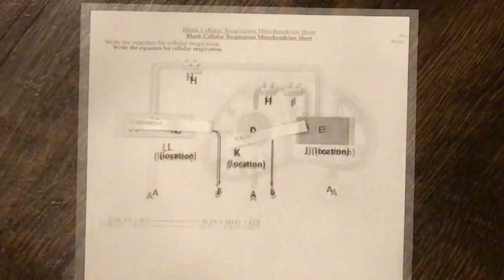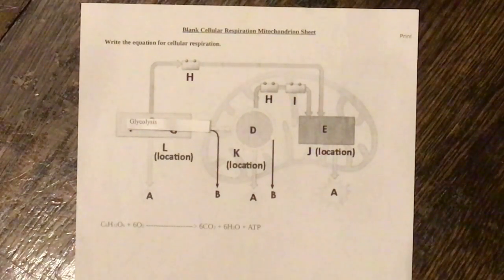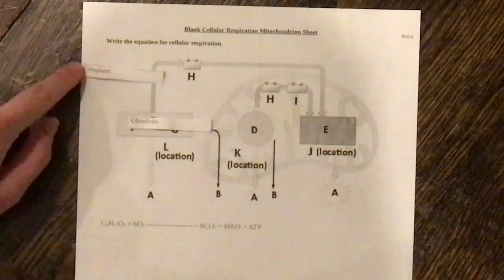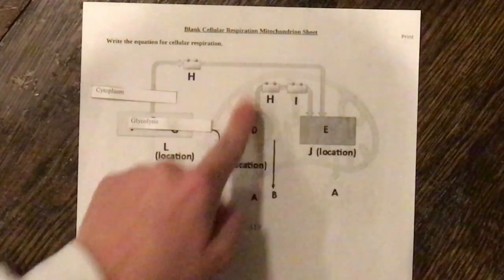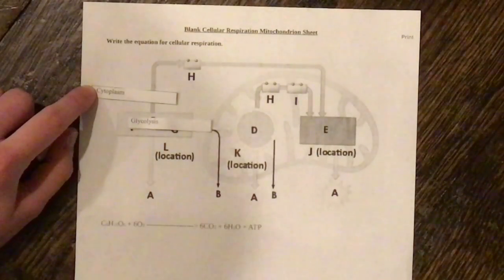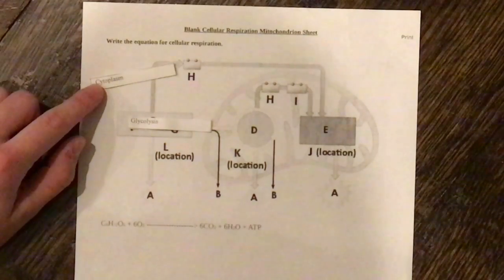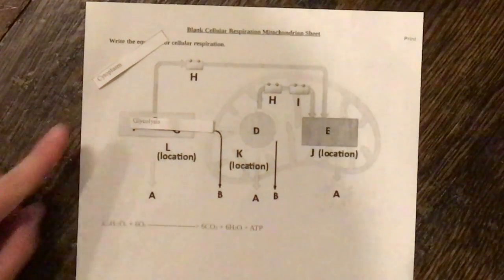The cytoplasm is the medium of the entire cell, and it is the place where glycolysis occurs. The cytoplasm in this diagram is anything outside of the mitochondria, outlined here. The cytoplasm is very important because it provides a medium for glycolysis to occur.